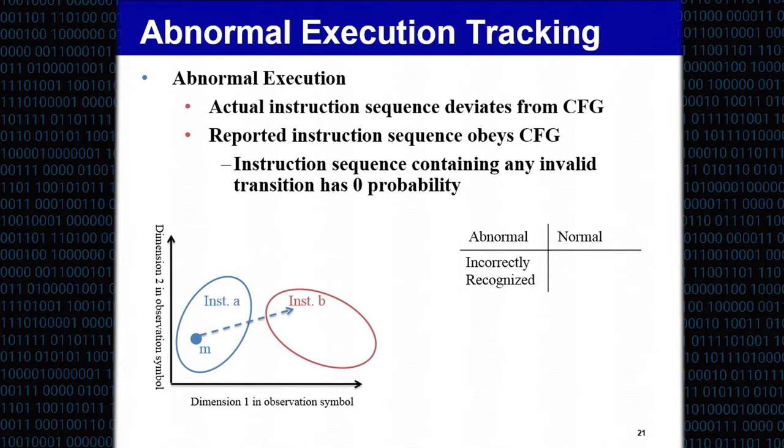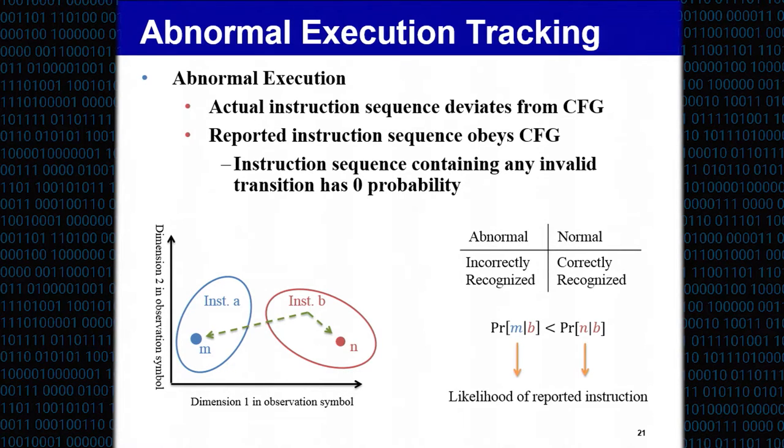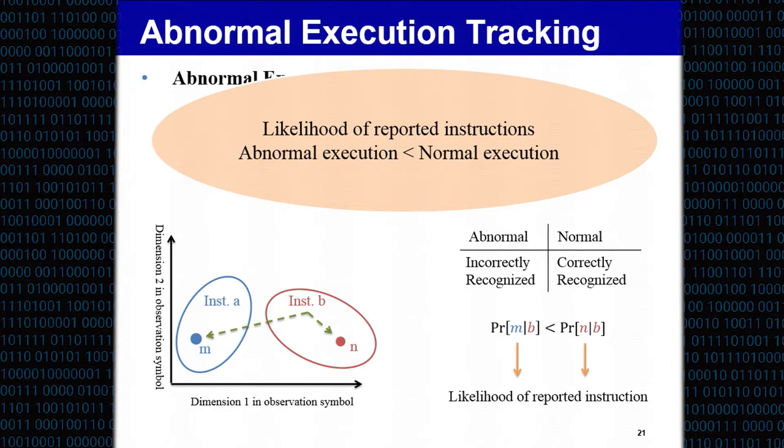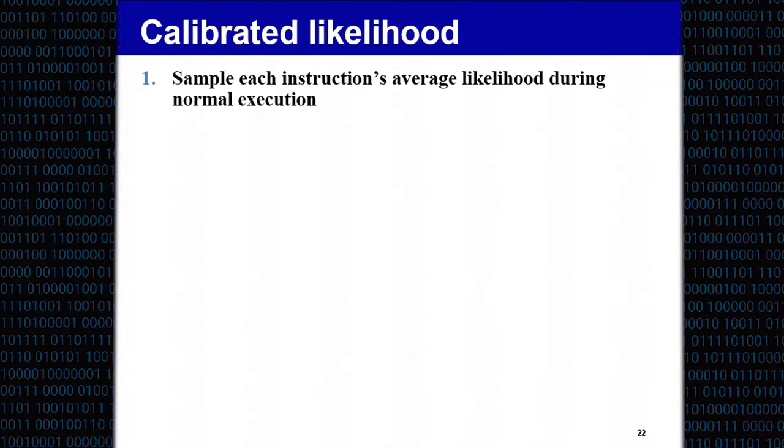Ideally, when execution is normal, all the observations should be correctly recognized. Because different instructions tend to generate different observations, the probability of the reported instruction B generating a wrong observation M should be smaller than the probability of B generating observation N. This probability also represents the likelihood of the reported instructions, which can be estimated with the emission distribution function. Hence, due to the incorrect recognition, abnormal execution would decrease the likelihood of some reported instructions compared to the normal execution case. Motivated by this, we propose calibrated likelihood for abnormal execution tracking.